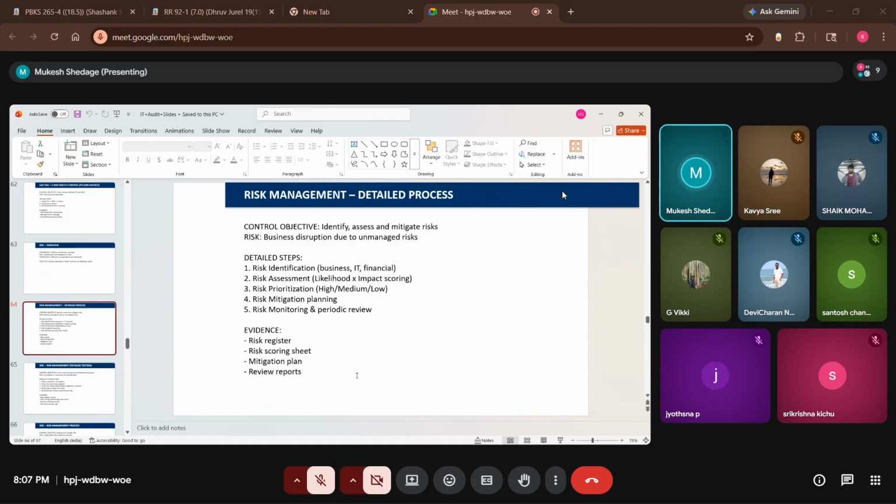Understood? Enterprise risk management and third party risk management. So there are two types of risk management we do: enterprise risk management and third party risk management. Got it? The difference? Any doubt?